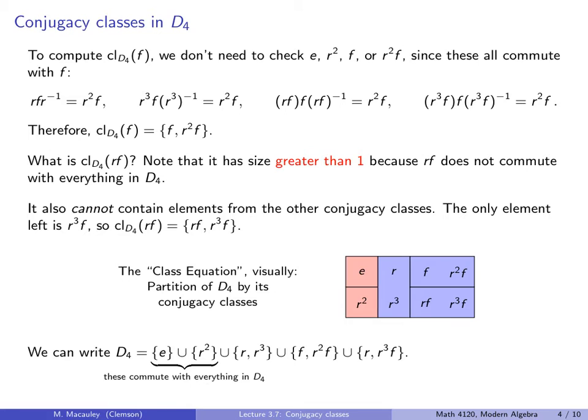So with this picture, you can see that we can write D4 as a union of its conjugacy classes, and we can do this with any group. So D4 is this union of these five conjugacy classes, and the ones that have size 1 are precisely the ones that commute with everything in D4. So we call this decomposition the class equation. Or technically the class equation is something slightly different, but very similar to this, and we will look at that in the next slide. Let's start with the definition.